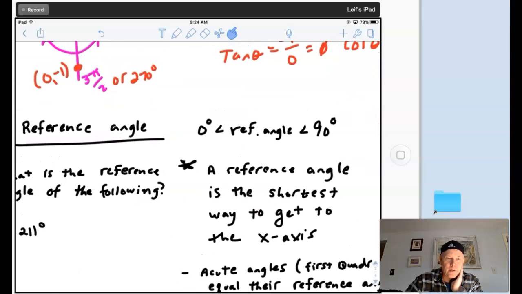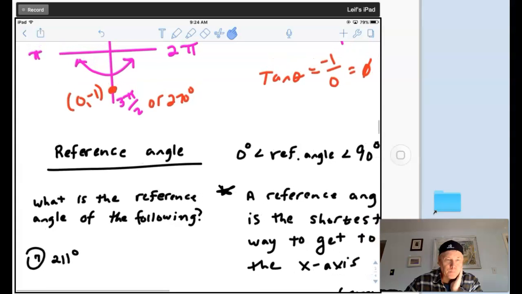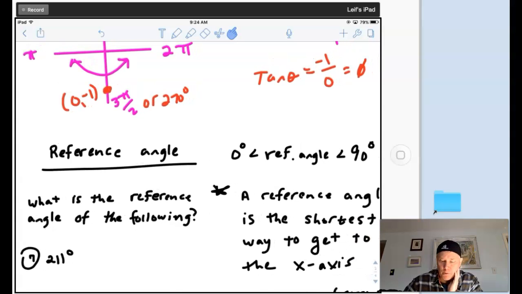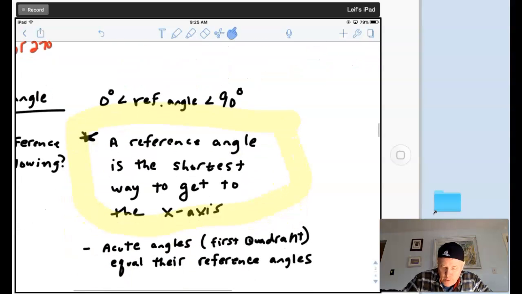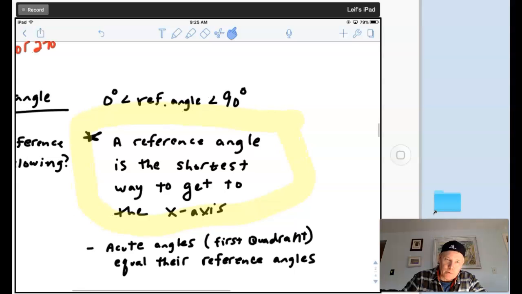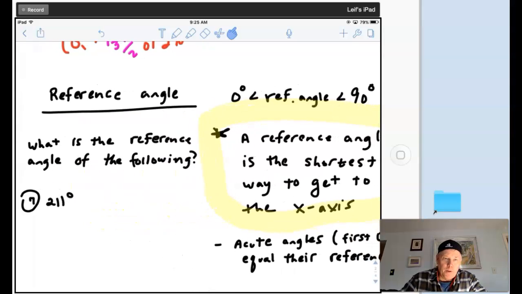Next, we're going to talk about reference angles. Big topic here. What is the reference angle of the following? So the first thing is the reference angles are always between 0 and 90 degrees. And a reference angle is the shortest way to get to the x-axis. Okay, that's big. I put a star next to it. I should probably highlight it too. All right. The other thing is that if it happens to be an acute angle in the first quadrant, then that's equal to its reference angle. We'll see some of those coming forward. All right. What is the reference angle of the following?